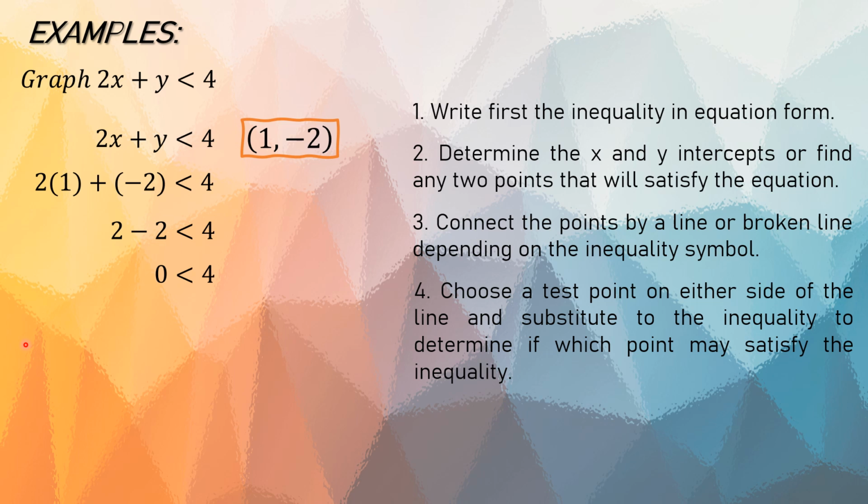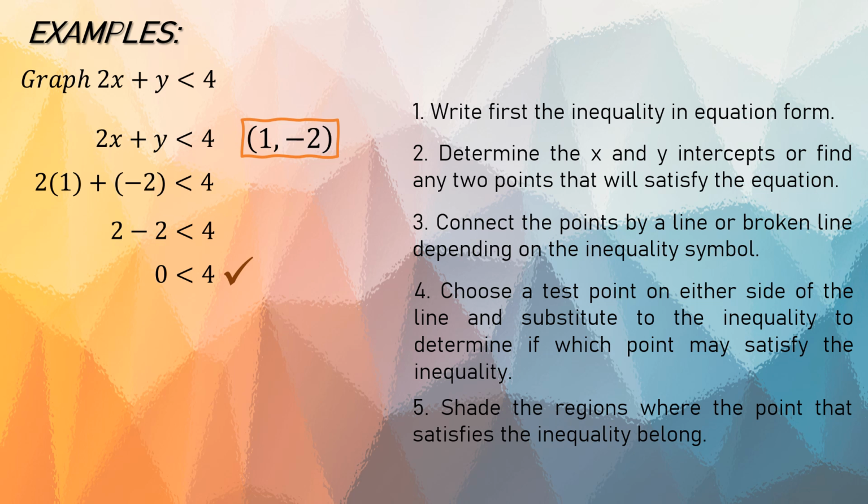So, 2 minus 2 is 0. 0 is less than 4. Since 0 is less than 4, so tama yung nakuha natin. Kapag nag-check dyan, ibig sabihin, yung napili nating point, iyon yung ating sashadan na part.